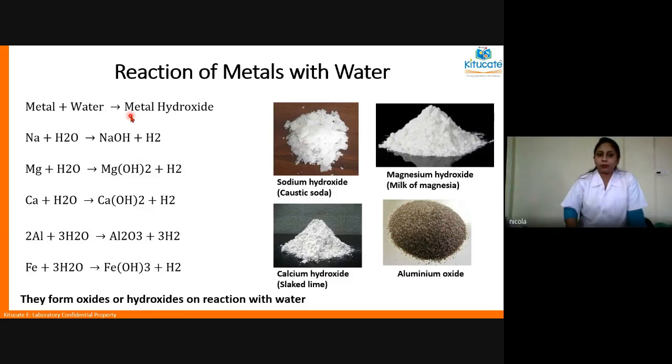So when metals react with water, what happens? Metal hydroxides are formed. And again, the same thing, hydrogen gas is evolved, which is common to basically all the reactions. So metal reacts with water to form the hydroxide of the metal and hydrogen gas. But the non-metals do not react with water. So non-metals don't react with water and they also do not react with acids. All right, next slide.